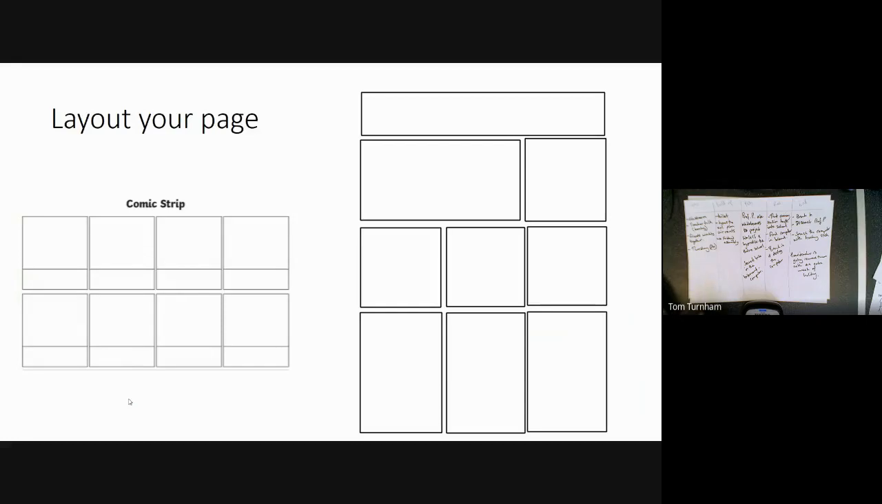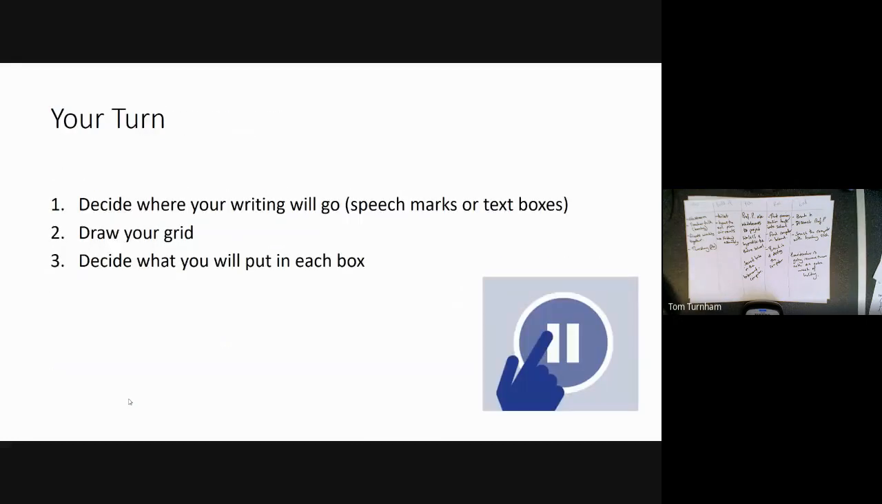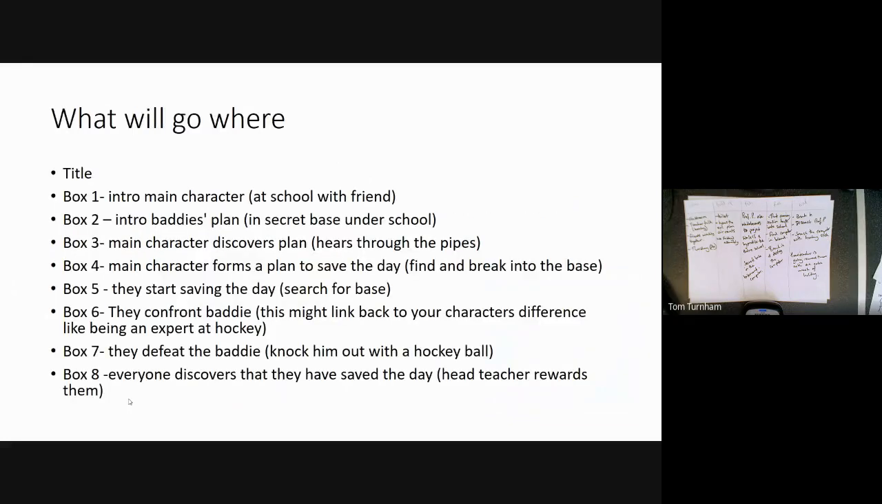So that's the stage we're doing now. So what you need to do is, hopefully you've already drawn your grid. So then you just need to do point number 3, which is decide what information is going to go in each box. And I would write it out like I've done on the screen. Box number 1, what are you going to say? Box number 2, what's going to happen? Box number 3, what's going to happen?